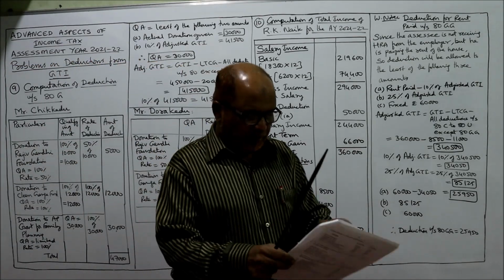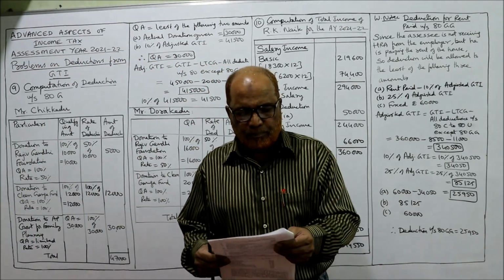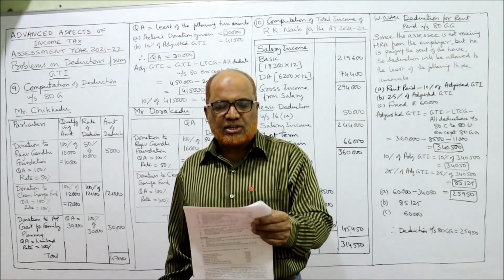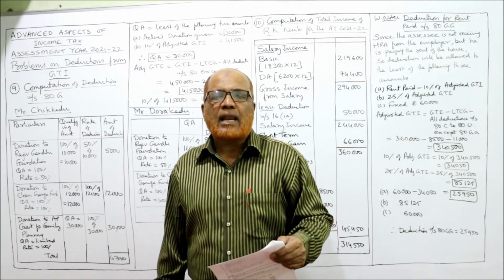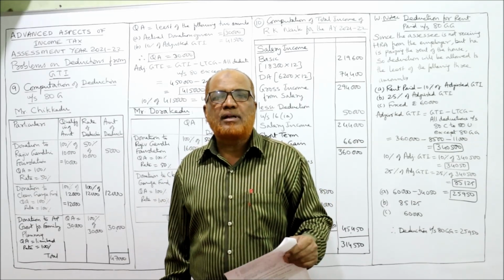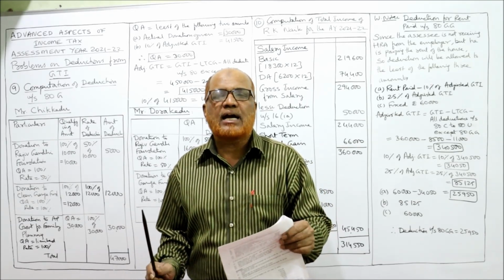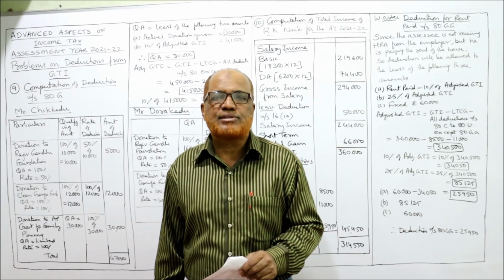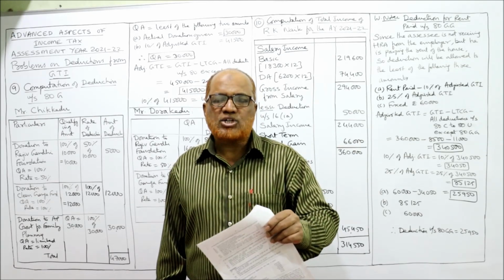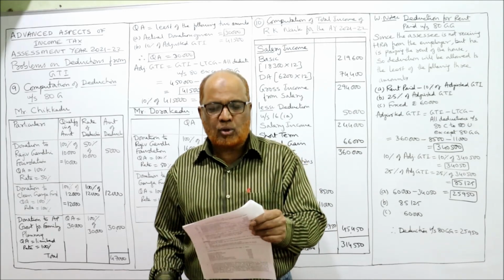So see the 9th problem. I am explaining the 9th problem. Compute deduction under section 80G for the following persons. We are not required to calculate total income or tax liabilities. Simply we have to find out the deduction under section 80G, and it is concerned with donations.